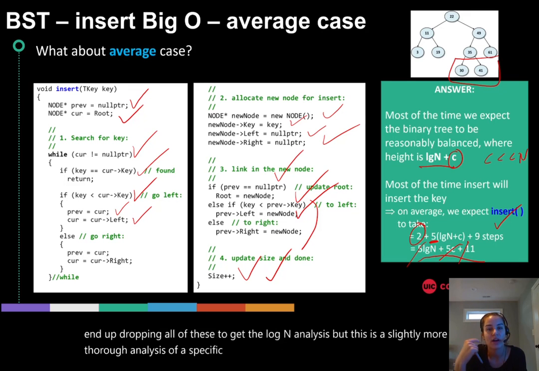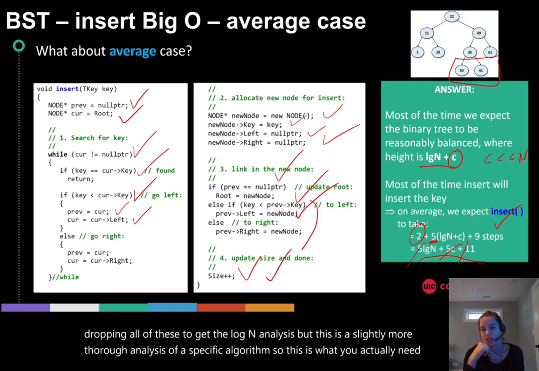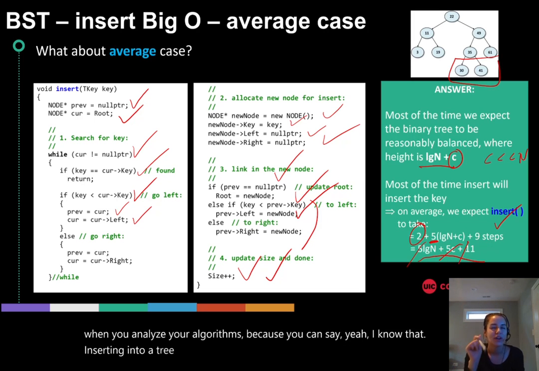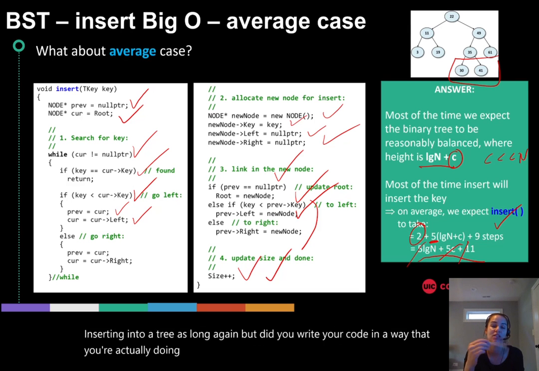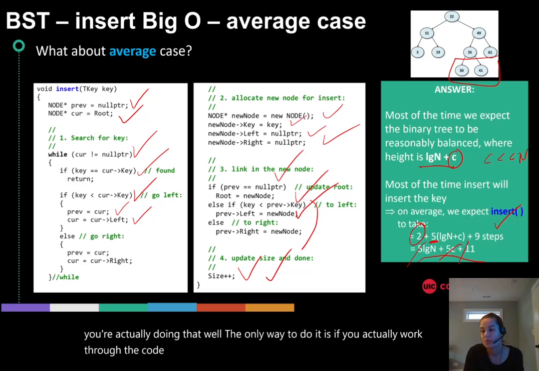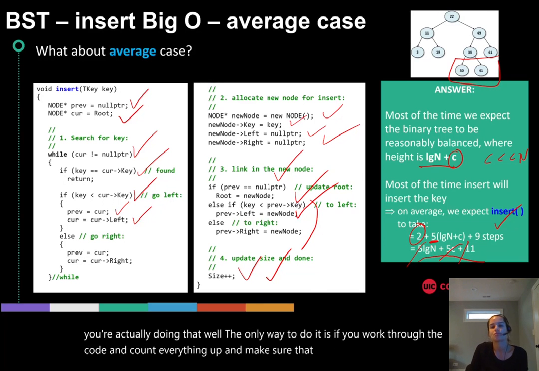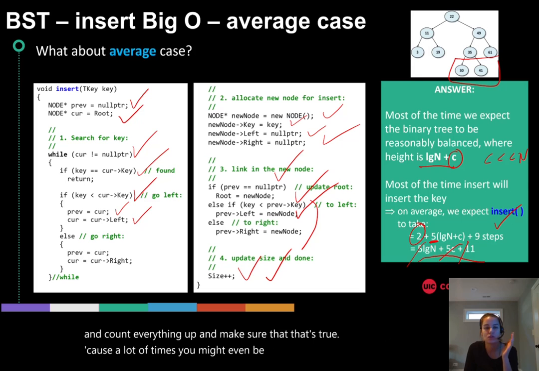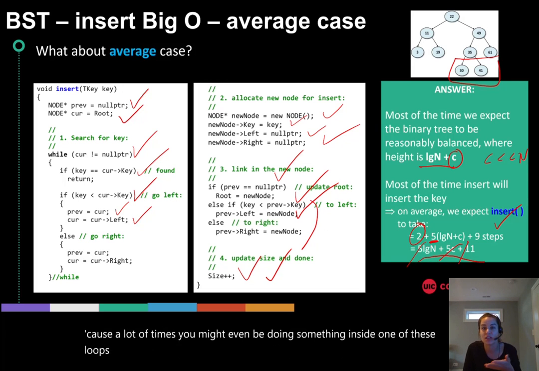So this is what you actually need to do when you analyze your algorithms, because you can say, oh yeah, I know that inserting into a tree is log n, but did you write your code in a way that you're actually doing that? Well, the only way to do it is if you work through the code and count everything up and make sure that that's true. Because a lot of times you might even be doing something inside one of these loops or inside one of these function calls that is actually not O(1).